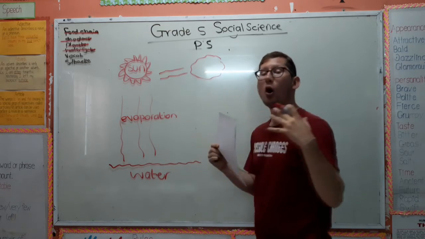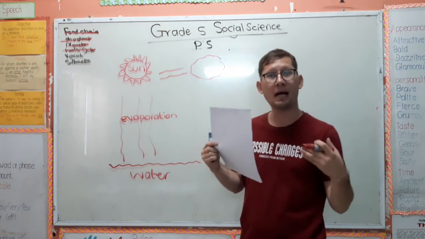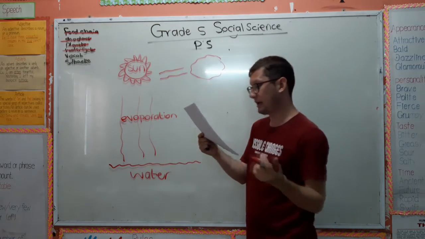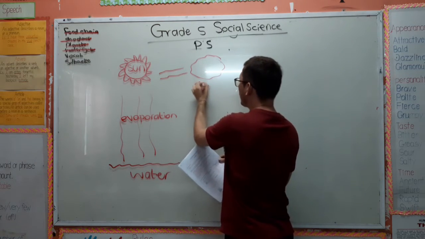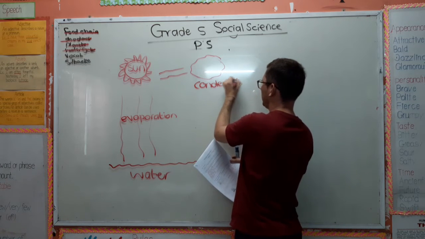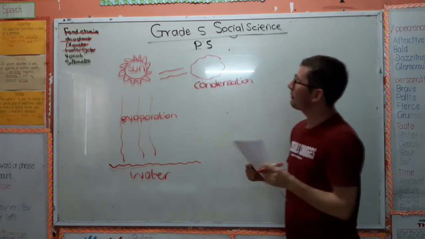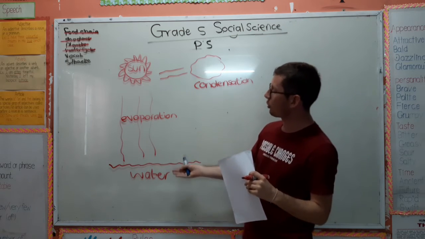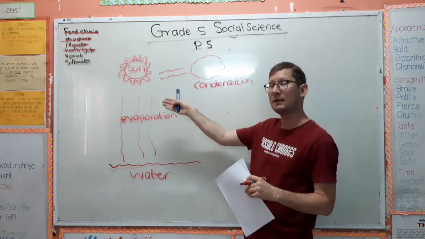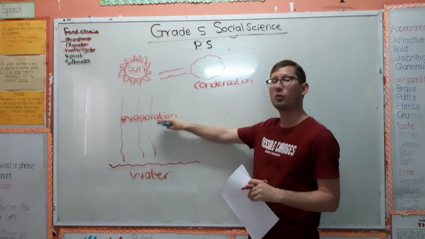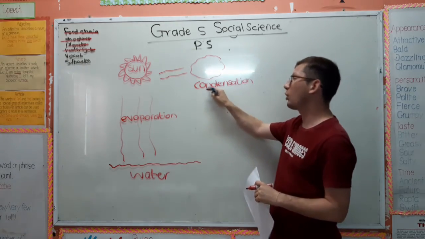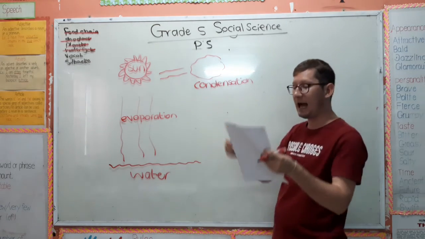And then when the hot air is cooling down, it causes condensation, okay? So the air condenses. So it's condensation. So remember that the water goes up into the air caused by the sun's heat. So it's called evaporation. And when this hot gas cools down, it is called condensation and becomes clouds.